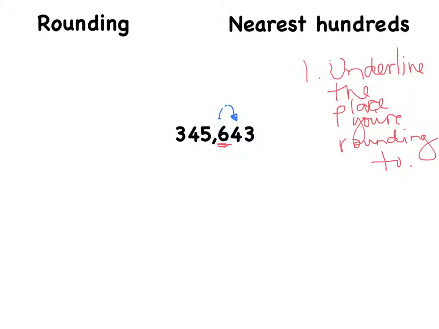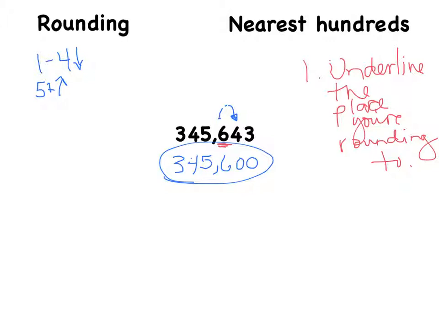So we have to keep in mind the things that we've learned previously: if it's a 4, 3, 2, or 1, anything from 1 to 4, we're rounding the number down. If it's a 5 or higher, we are rounding that number up. So in this case, it's a 4, so we're rounding this number down. What that means is we're going to put it as 345,600. That's what I round it to.